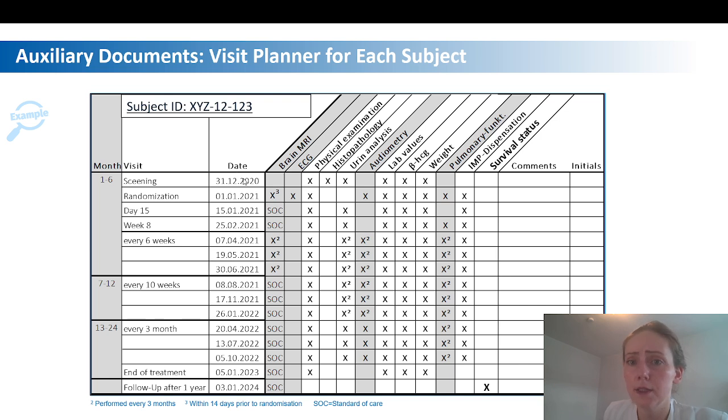A variety of auxiliary documents can be used for the trial conduct, such as a visit planner. This is a useful tool for study nurses to help organize and manage the visit of a specific participant in a clinical trial. Furthermore, the visit planner allows to have a clear overview of the study protocol, including the specific procedures and assessments required at each visit. This ensures that all activities are properly planned and executed.